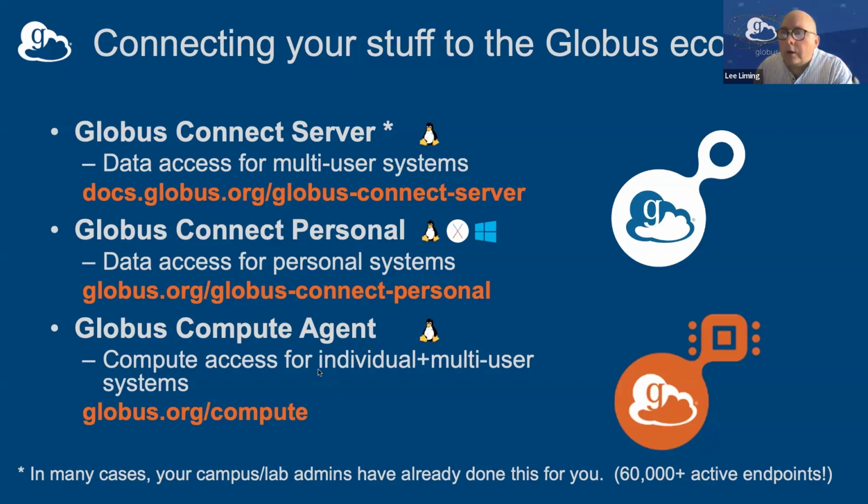The third piece of software is the Globus Compute Agent. So if you have access to a compute system, whether it's a cluster at your university or in your research team, or a supercomputer at one of the national supercomputing centers, or a Department of Energy national laboratory, or even a system in another country that's been made available to you where they gave you an account, you can install the Globus Compute Agent, and then you can execute Python functions on that system.